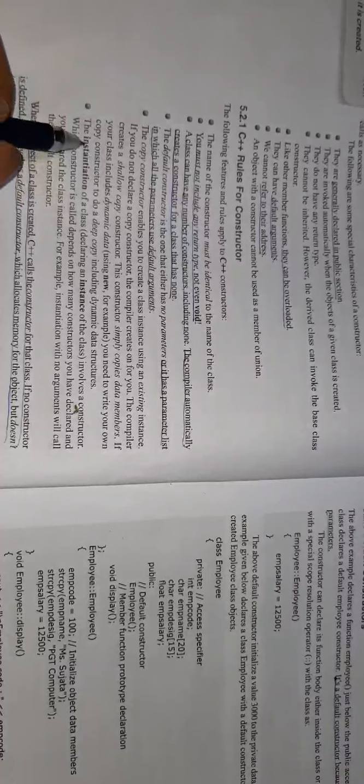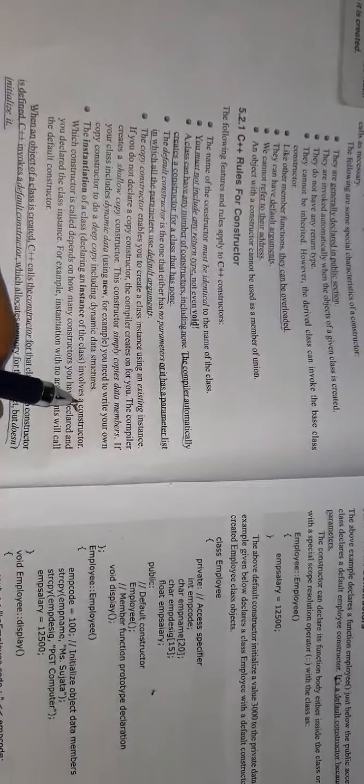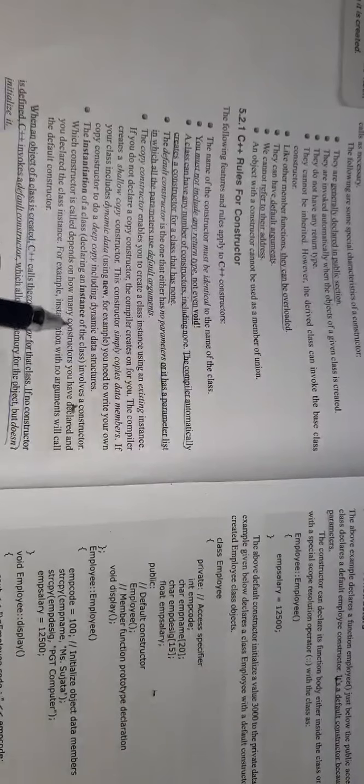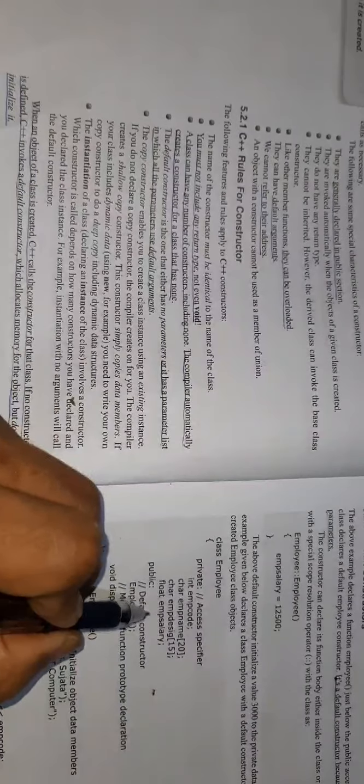Instantiation of a class, declaring an instance of a class, that is the object of a class, involves a constructor. Why? Because when you declare an object, a constructor is called automatically. Which constructor is called depends on how many constructors you have declared and how you declare the class instance. Since you will have many constructors, when the object is created, which constructor will it call? It will depend upon the object declaration.